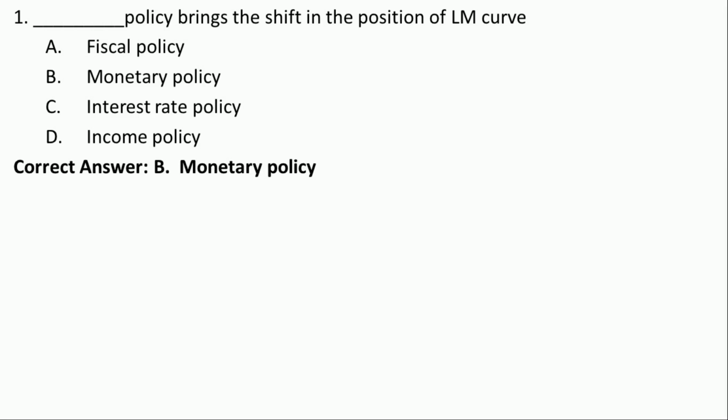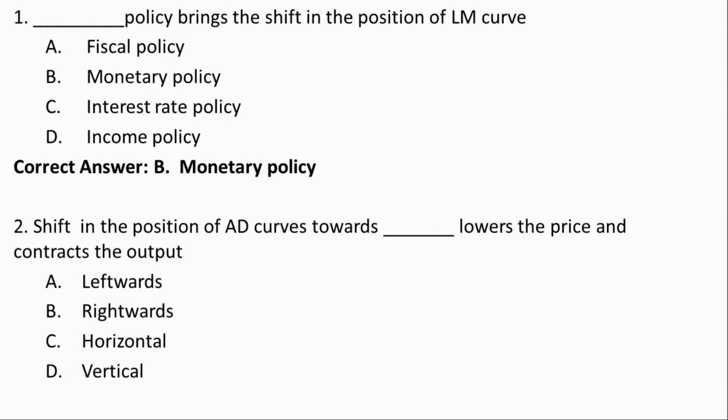Okay, then the next important question: a shift in the position of the aggregate demand curve towards dash dash lowers the price and the output, and the correct answer is leftward, that is the A answer. Because यहाँ पे क्या लिखा है देखो, a shift in the position of aggregate demand towards the left side. अगर aggregate demand कर्व कम होता है, aggregate demand is going to decline in the economy, and definitely the result of that is the price of the products will decline and the level of output will also decline. So therefore the correct answer is A, leftward.